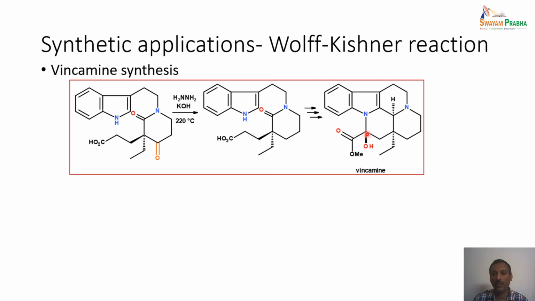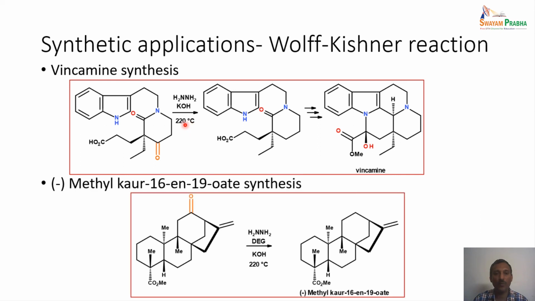This is the natural product heterocycle. So this can be prepared using the key reaction, which is the Wolff-Kishner reaction. And as I mentioned earlier also, the reaction is carried out at a very high temperature, 220 degrees centigrade, in the presence of glycols, DME basically, dimethyl ethylene glycol.